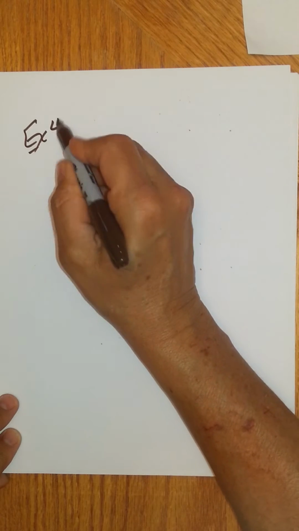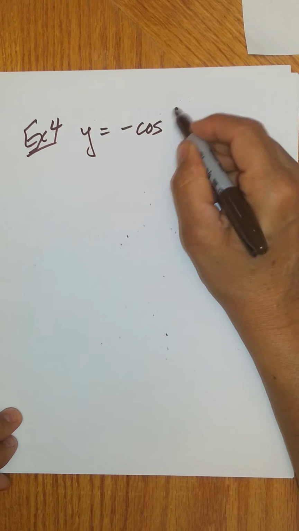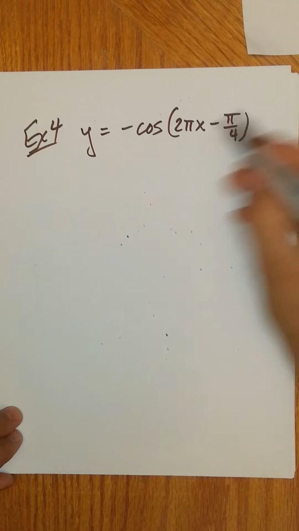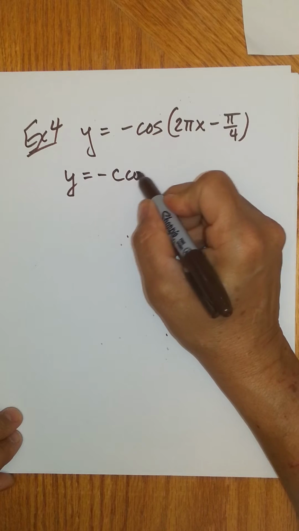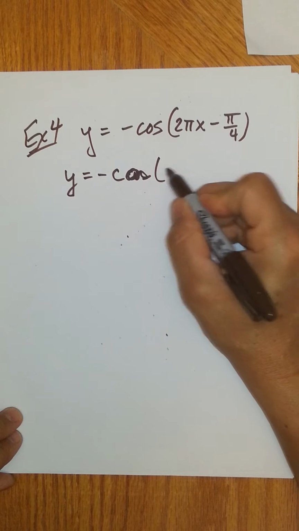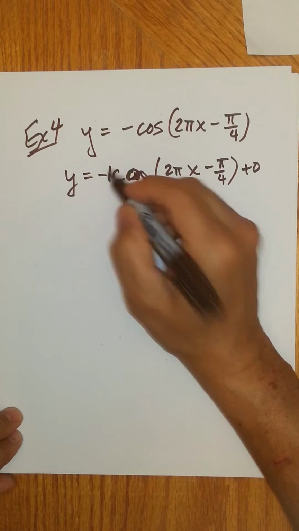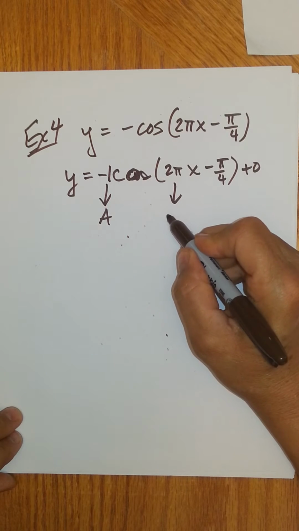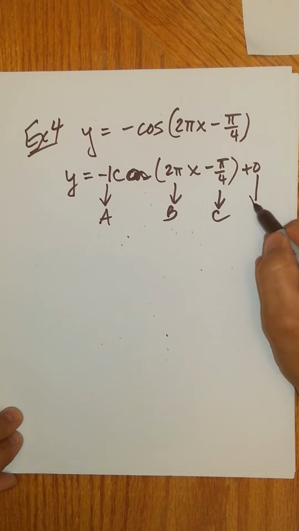Let's take a look at a couple more examples. Let's say you had y equals negative cosine(2 pi x minus pi over 4). The only thing missing here is a k, so you could say negative cosine(2 pi x minus pi over 4) plus 0. And it's understood that there is a 1 in front. So a is negative 1, b is 2 pi, c is negative pi over 4, k is 0.